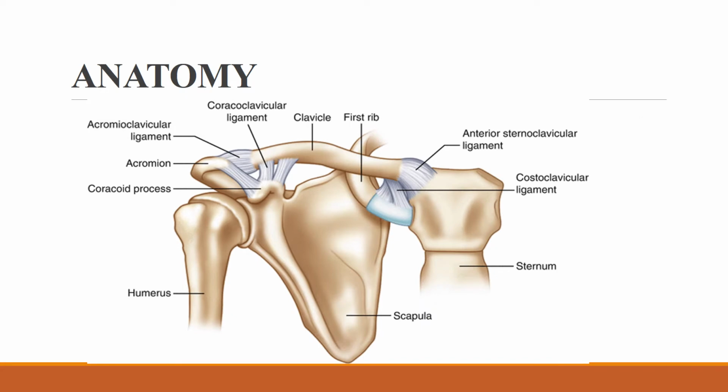The acromioclavicular joint is between the acromion process of the scapula and the lateral end of the clavicle, and there are a few ligaments which are very important while treating the acromioclavicular joint. The first ligament is the AC ligament, that is the acromioclavicular ligament, which connects the lateral end of the clavicle and the acromion process. The strongest ligament is the coracoclavicular ligament, which has two parts, one is the conoid and another is the trapezoid. So these are the coracoclavicular ligament, and this is the acromioclavicular ligament.